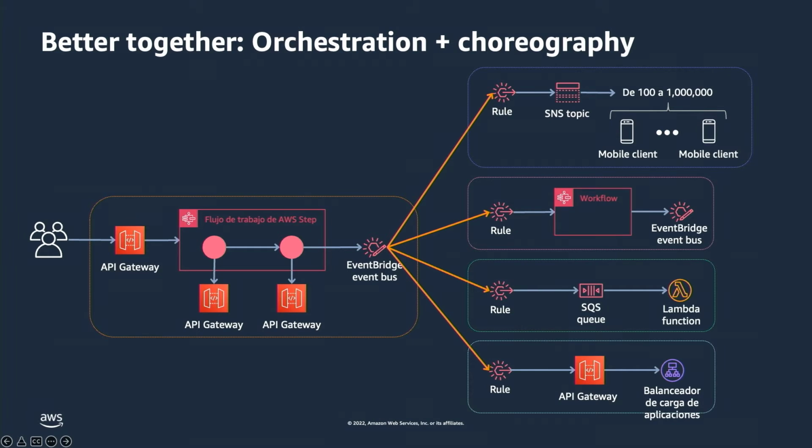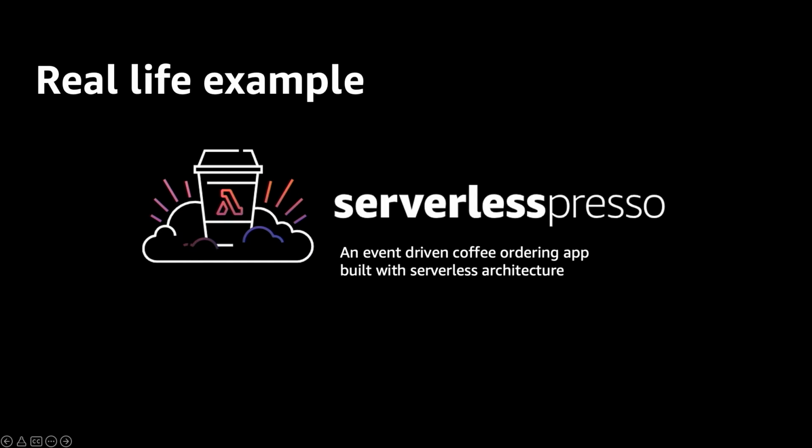Orchestration and choreography work together very nicely. And you can keep the control that you need, but also the decoupling that you need to work independently and grow your architectures. So how do we do this in real life? We do it in AWS a lot. But I will show you one example of a project that we have built in my team.